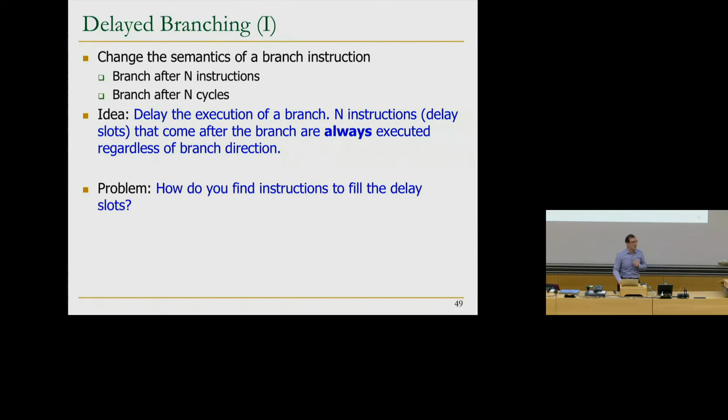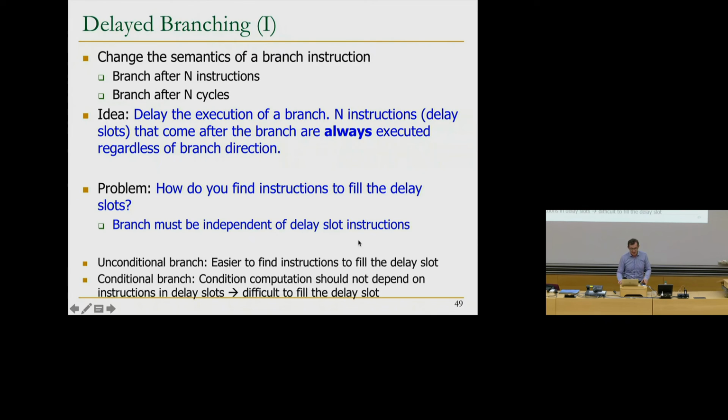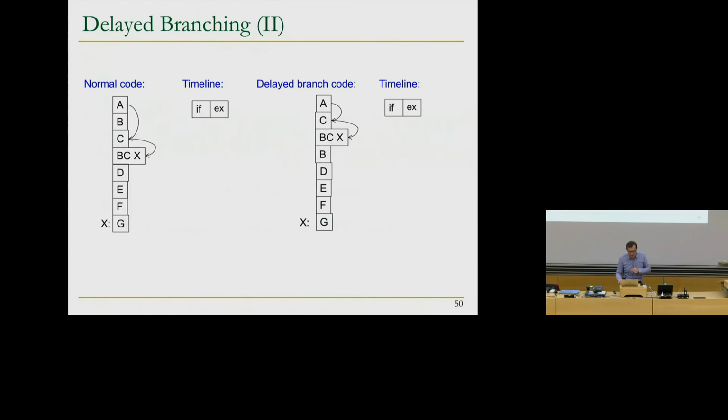So the key question is, how do you find instructions to fill the delay slots in this case? A branch must be independent of the delay slot instructions. I'm going to give you an example of this. If you have an unconditional branch, it's not a problem. It's easier to find instructions to fill the delay slot. But if you have a conditional branch, now the condition computation should not depend on instructions in delay slots. And it turns out it's very difficult to fill the delay slot. And this is not the hardest problem with this approach. This is one of the problems. The hardest problem we will see.